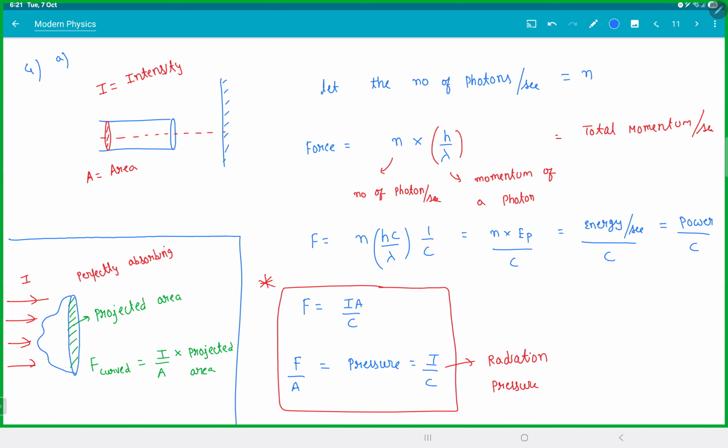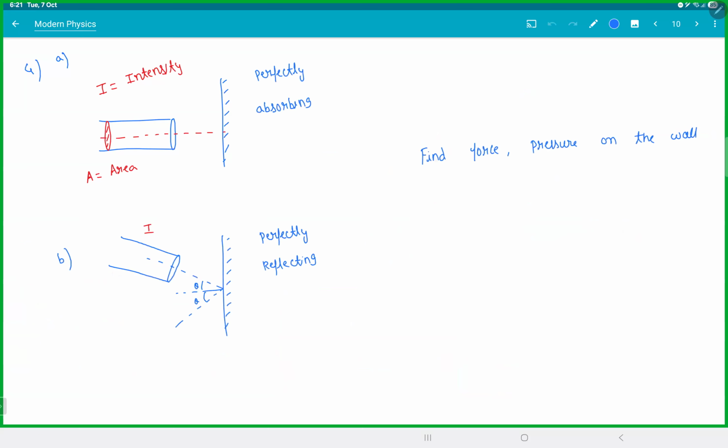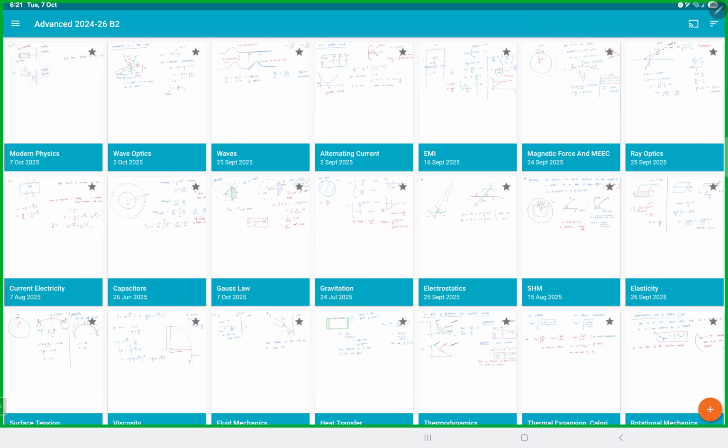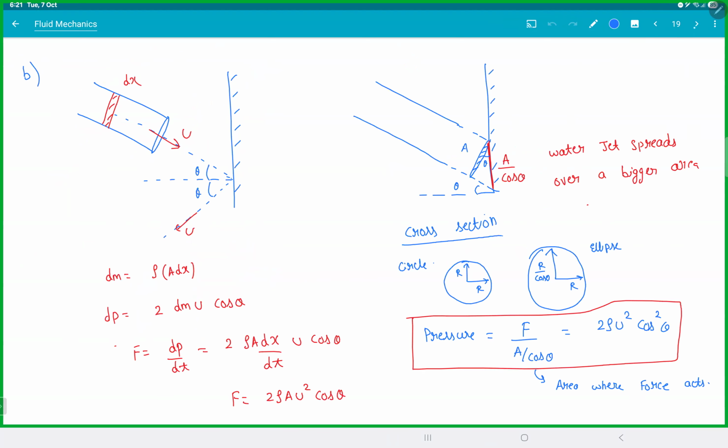What about if you're hitting at an angle theta? I hope you remember what the catch is. There's a small issue there. When you're hitting at an angle, you're not hitting the same area. Again, if you go back to fluid mechanics, you will see this. We had a full discussion on this.